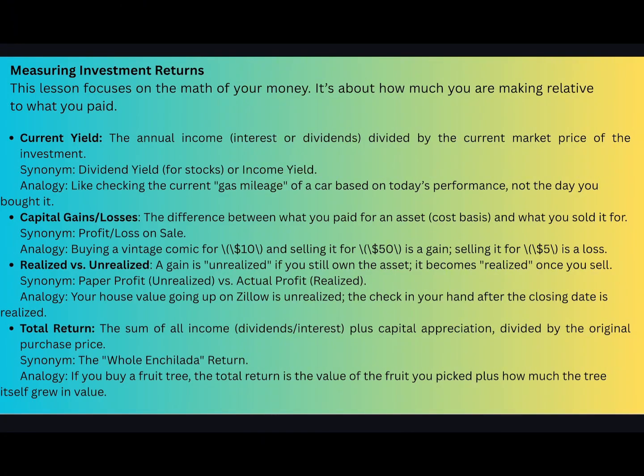So the formula for how to calculate current yield: you want to remember you take the annual income divided by the current market value. Annual income divided by the current market value.